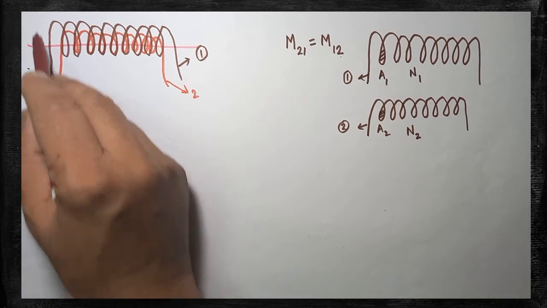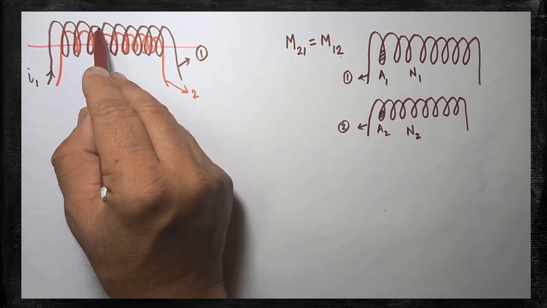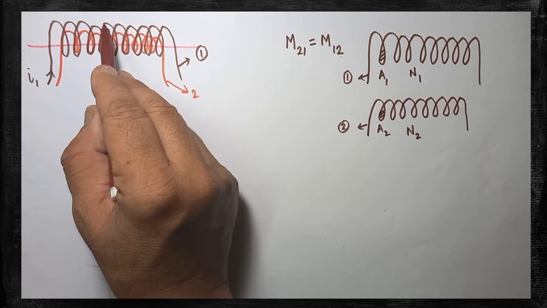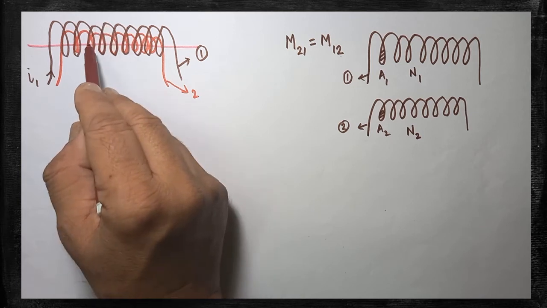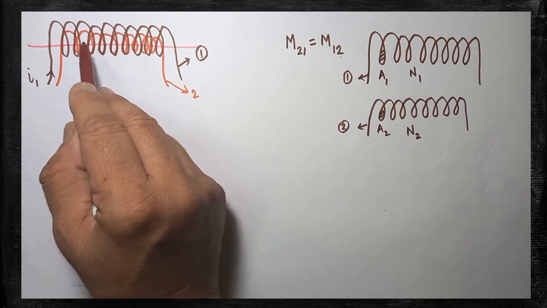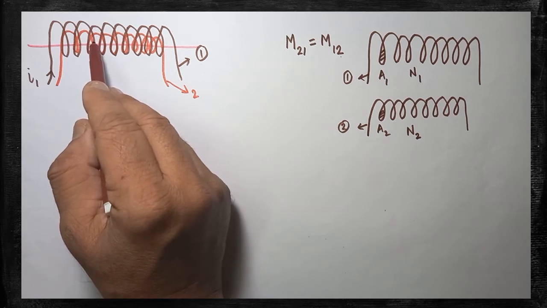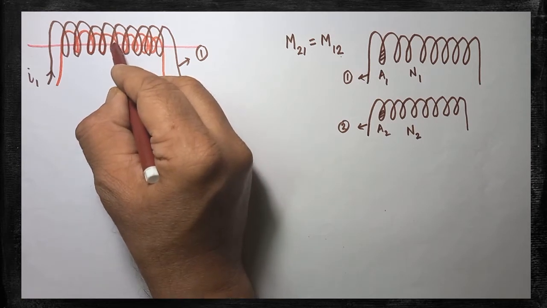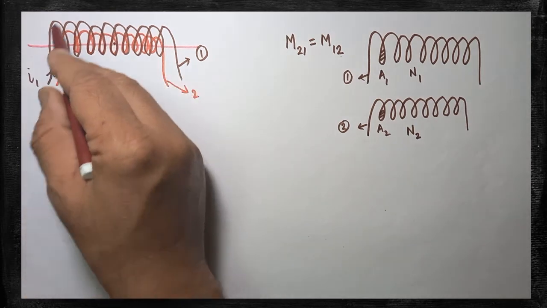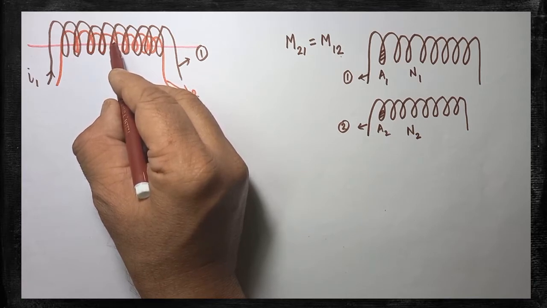When varying current is allowed to pass through the first coil, flux will be created here. Some amount of magnetic flux will be created in the first coil. Since the second coil is placed within the first coil, the flux will be linking with the second coil also. So let's calculate the magnetic field at the center of both coils. Due to the flow of current I1, some amount of magnetic field will be created at the center of the axis. That axis is common for both.